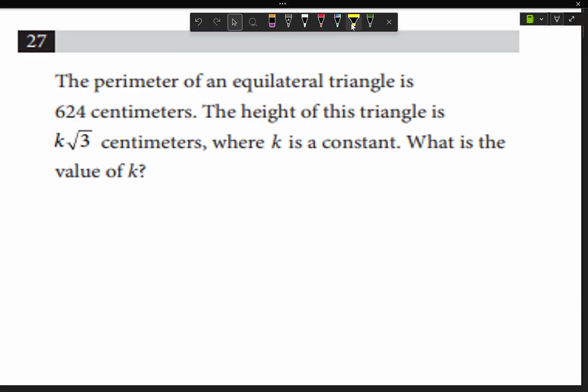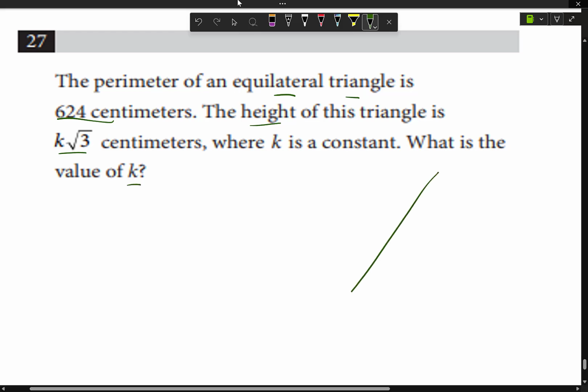All right, finally, question 27. The perimeter of an equilateral triangle is 624 centimeters. The height of the triangle is k times radical 3 centimeters, where k is some constant. What is the value of k? So we've got an equilateral triangle, which means all three sides are equivalent. 624 divided by 3 is 208. So since it's an equilateral triangle, all three sides are the same. So I take the perimeter and divide it by 3.